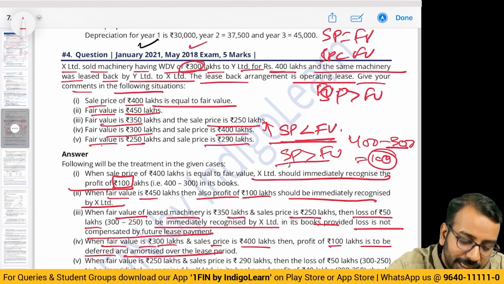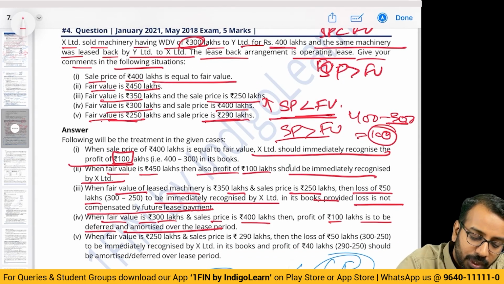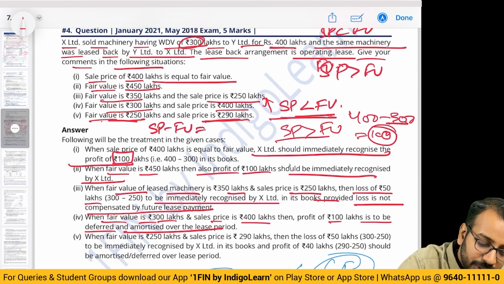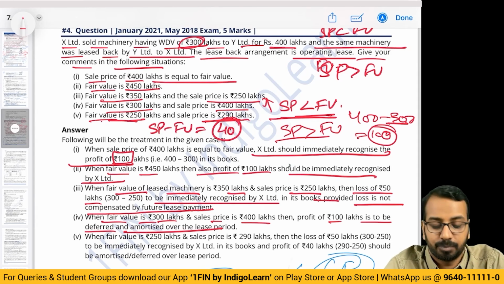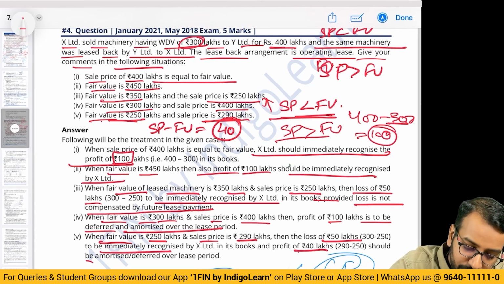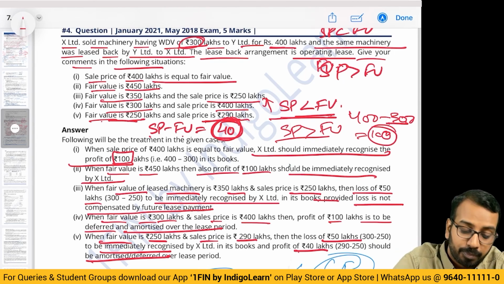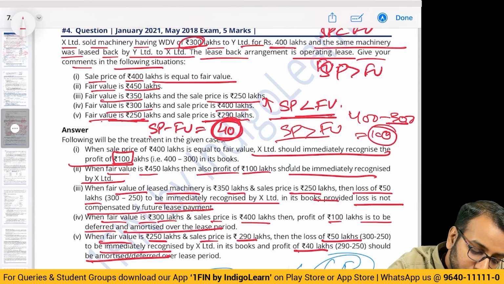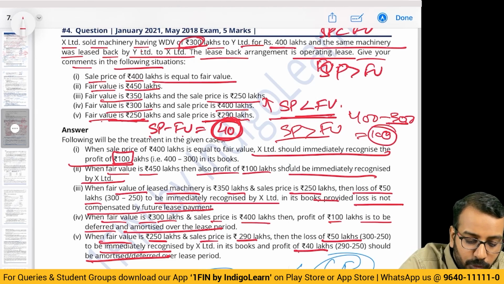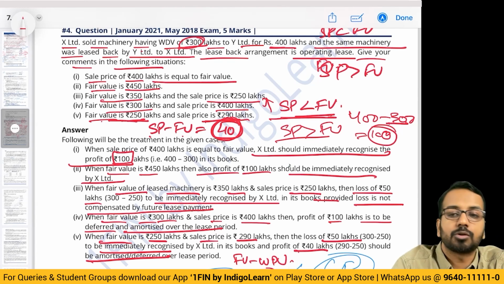Fair value is 250, selling price is 290. So selling price minus fair value, this 40 will be deferred and amortized. Then when the fair value is 250, selling price is 290, there are two things. One is loss of 50 lakhs which is to be recognized, and the extra component which should be deferred. So selling price minus fair value 40 you should defer. Fair value is how much? 250. WDV is how much? 300. So fair value minus WDV, this 50 of loss should be immediately recognized.